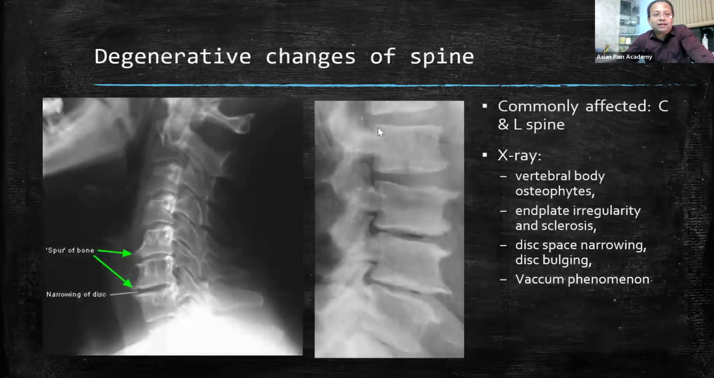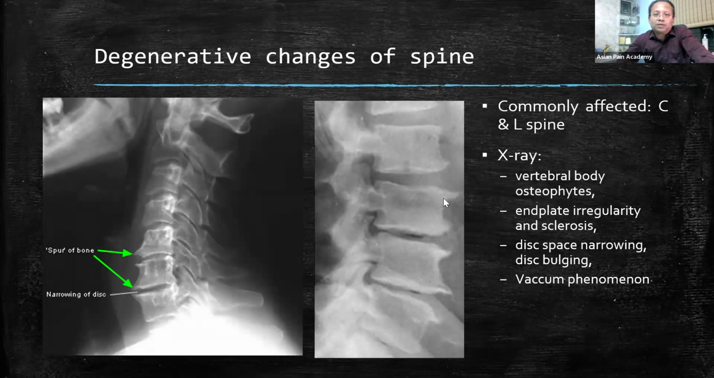Degenerative changes of the spine. So as I told, in body part, two things: one, fracture; second thing, degenerative changes. So what are the degenerative changes? As soon as we see this type of spur of bone, we know that these are degenerative changes, osteophytes. These are called osteophytes.